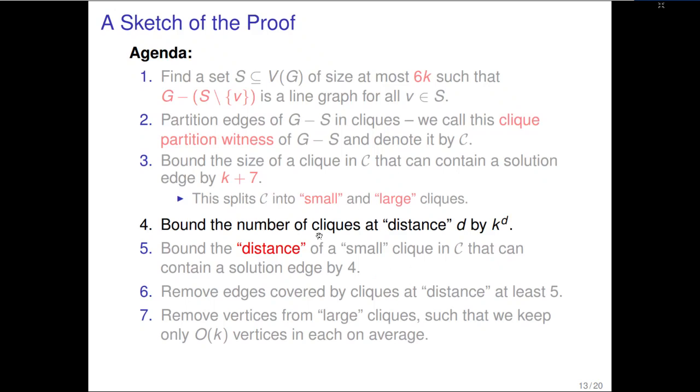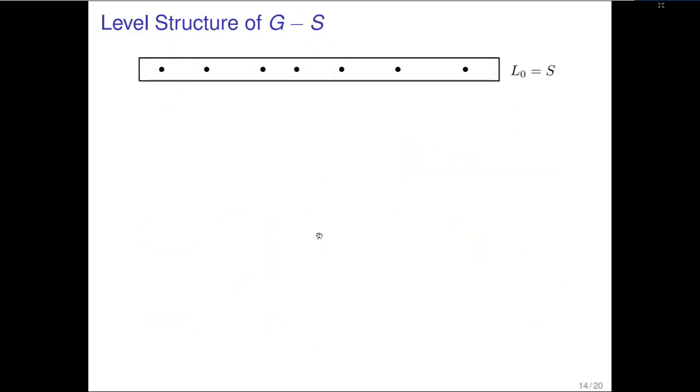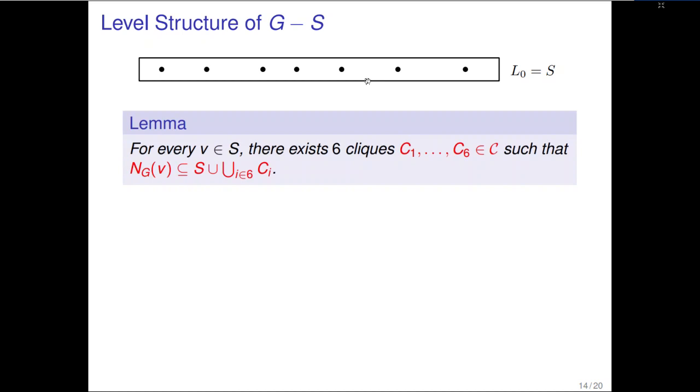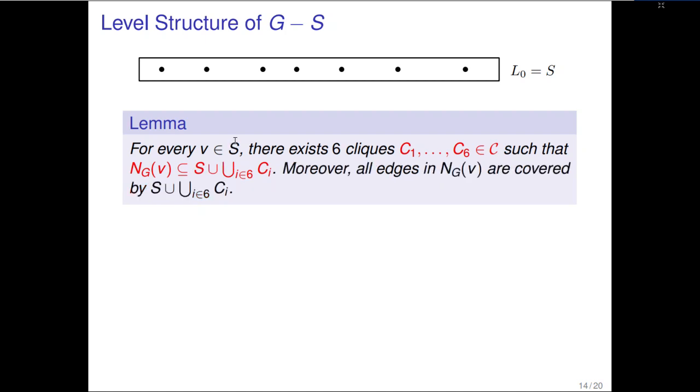Okay, now we can define the level structure and the distance. We can first think about S as basically the zeroth level, and all the remaining levels will be a partition of the cliques of the clique witness. To define the first level, we need the following lemma, which says that for every vertex V in S, there are at most 6 cliques such that the neighborhood of V in G is covered by the 6 cliques and S, and also all the edges in the neighborhood are covered by the 6 cliques and S.